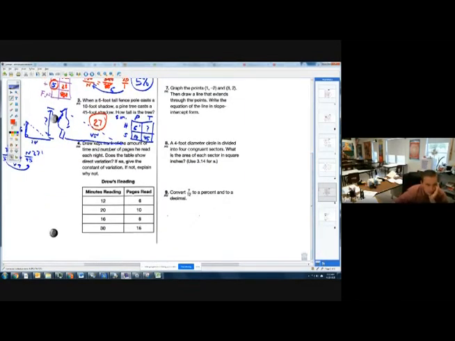Drew kept track of the amount of time and number of pages he read each night. Does the table show direct variation? If so, give the constant of variation. If not, explain why not. Remember this, ladies and gentlemen.